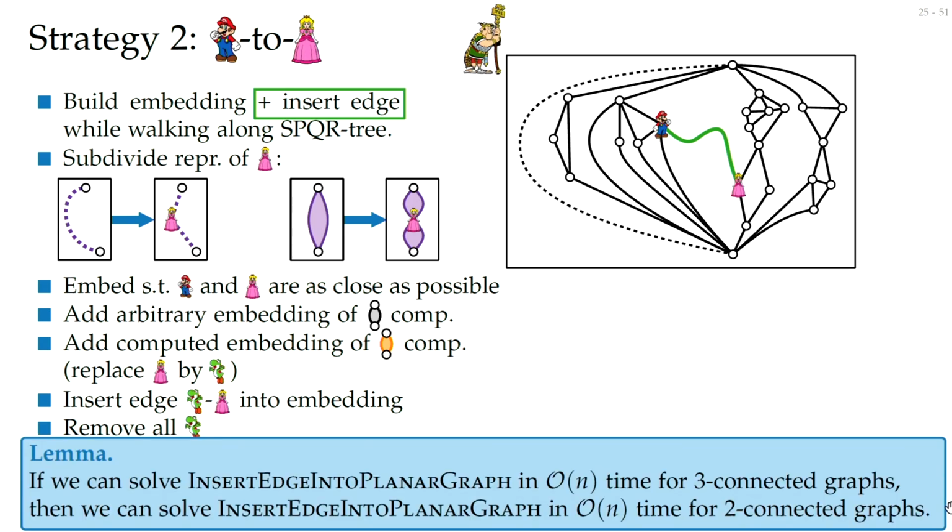And now we're finally done. Assuming that we can do the fixed embedding case, we can also do the bi-connected case. And since we already have the connected and the disconnected, that means that now with this last point in between, we can solve the problem for any planar graph.